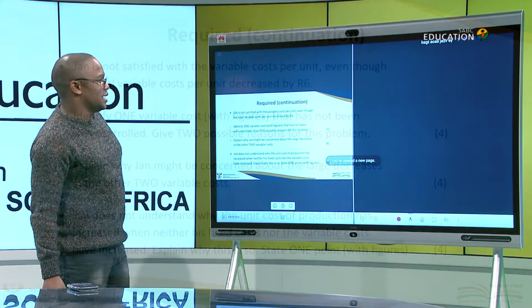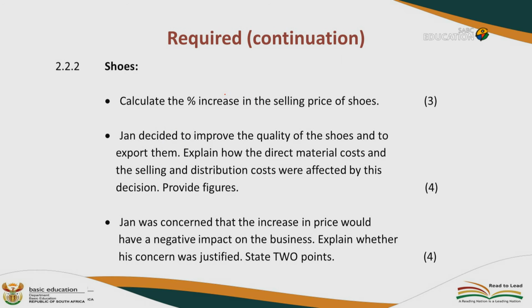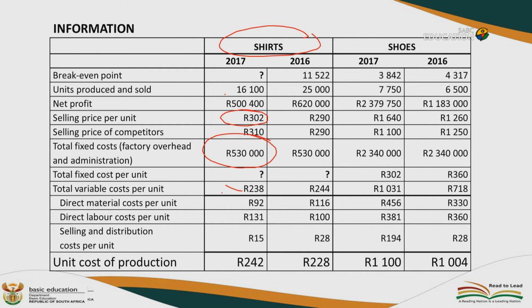Okay. Question number 2 is as follows. They say Jan is not satisfied with the variable cost per unit, even though the total variable cost per unit decreased by 6 rand. They say identify one variable cost. This is very important. They say with figures. That has not been well controlled. Remember, variable costs must never increase, they rather decrease. They say give 2 possible reasons. Let's go to our information and check our variable cost.